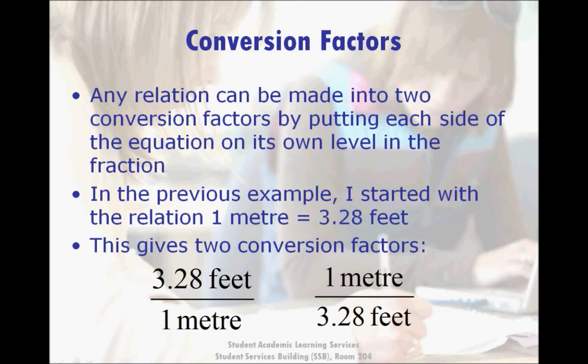Now I can take any unit relation and make two different conversion factors out of it by putting the left and right sides of the equal sign on the top and the bottom of the fraction in either order. In the previous slide, I had the relation here, 1 meter equals 3.28 feet, and made it into two different conversion factors. You can see in both of these, the numerator and denominator came from the two sides of the relation.